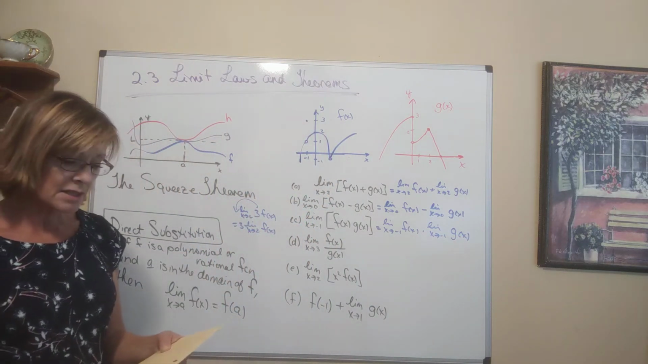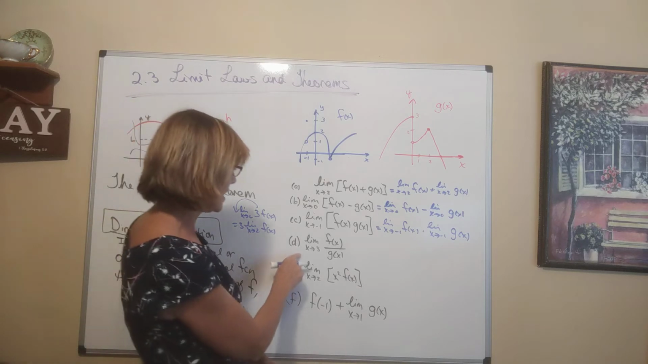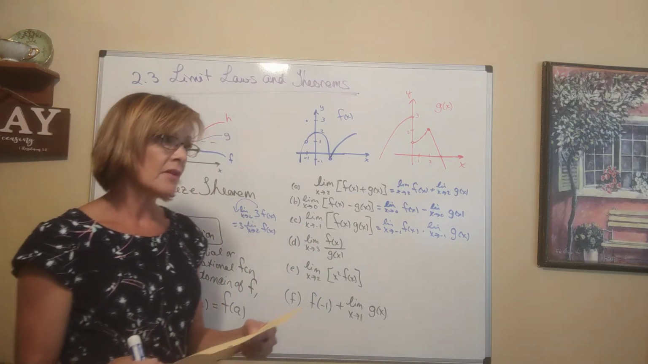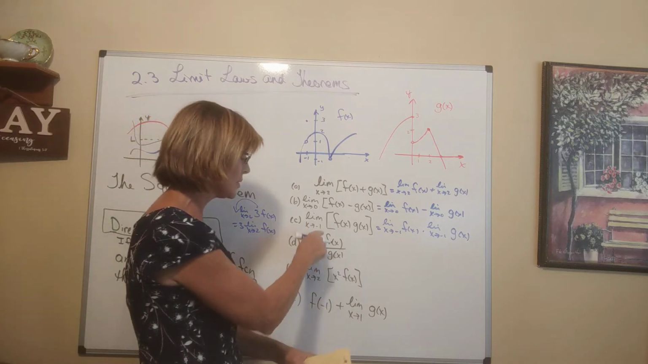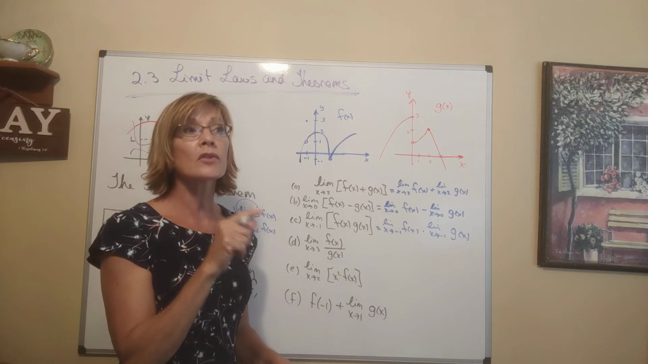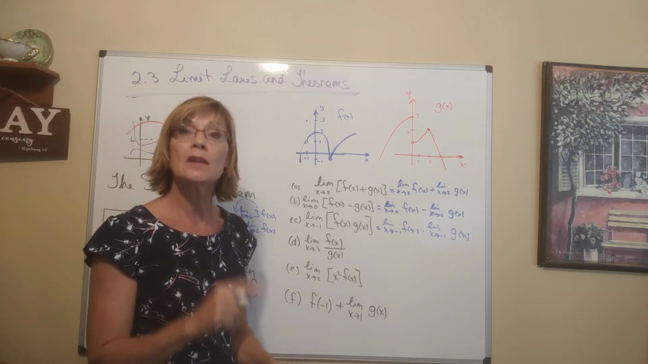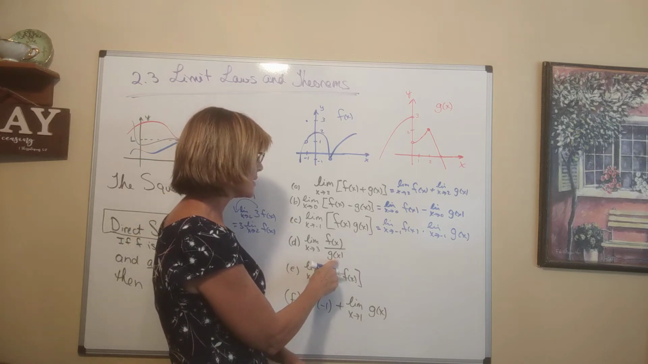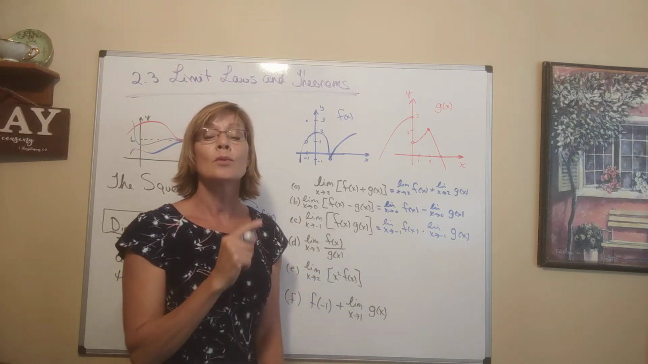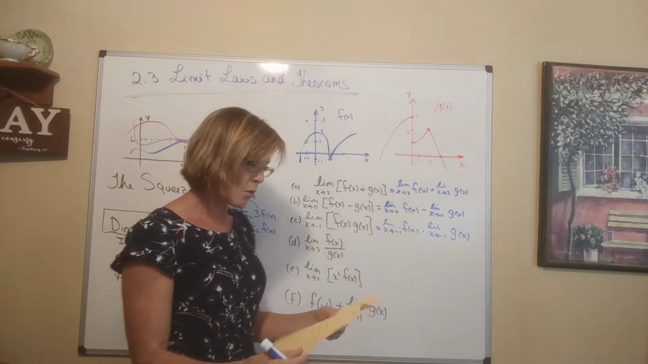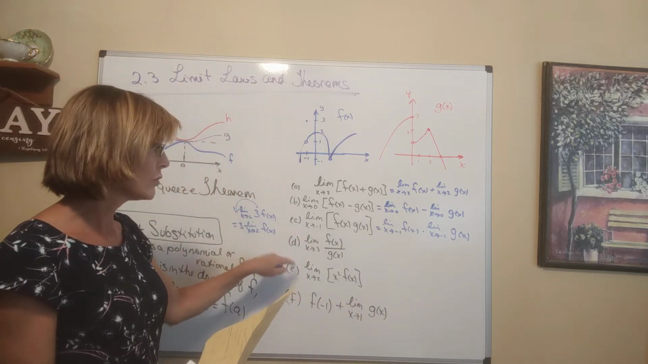D is limit law number 5. If we're looking at D, this is a quotient. Number 5 says the limit as x goes to a of f of x over g of x, this quotient, is equal to the limit as x goes to a of the numerator over the limit as x goes to a of the denominator, provided that the limit as x goes to a of the denominator does not equal 0. So we're not allowed to divide by 0. And if that happens, then the limit doesn't exist. So that is the condition when you're doing the quotient.